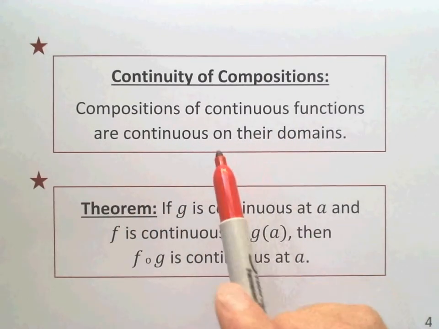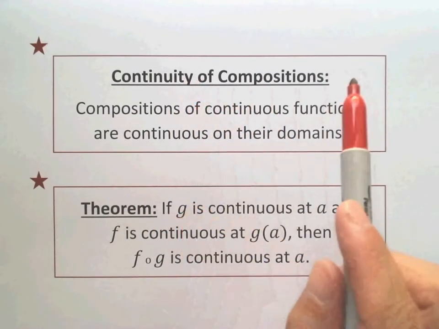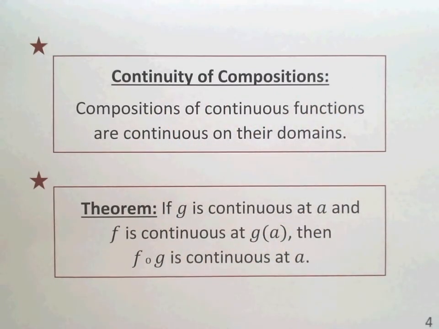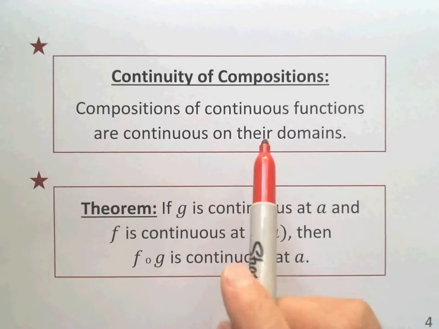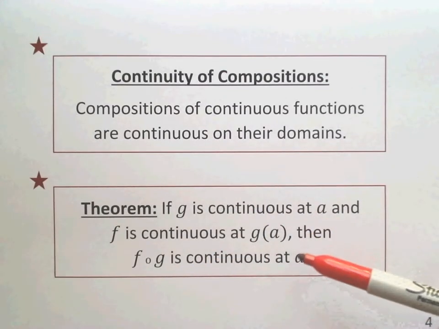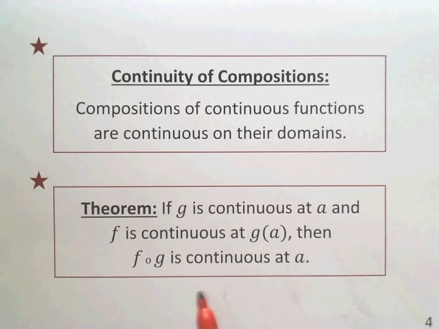For example, if f is continuous and g is continuous, and we compose both functions together, we get a composite function that is continuous. If we state it as a theorem, it is like this: if g is continuous at a, and f is continuous at g(a), then f composed with g is continuous at a. Of course, g is the inner function, right?